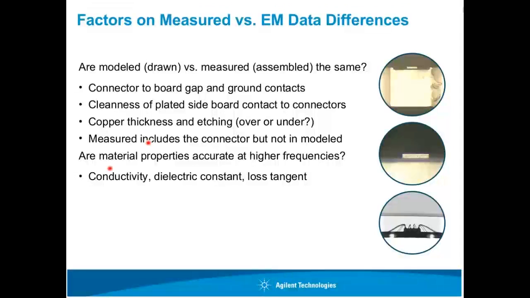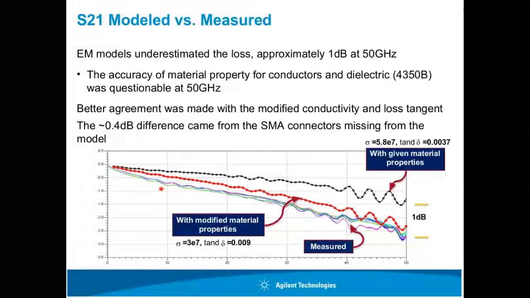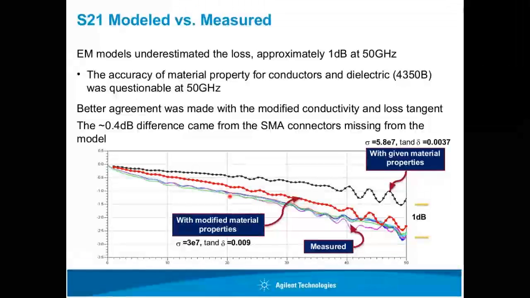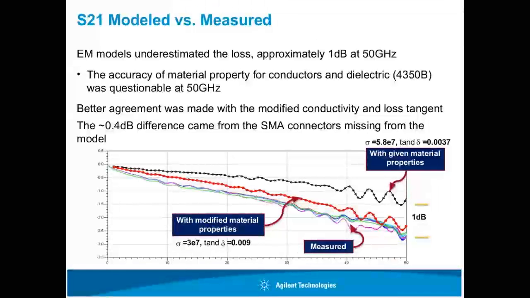And in addition to that, what about the material properties? Are the material properties we got from the vendor, such as conductivity, dielectric constant, and loss tangent, accurate enough for higher frequencies? So what we did was compare S21 data for that simple 50 ohm transmission line test case. This black trace is the data coming from the EM simulation, and these multiple traces are measured data. If you look at the data, especially at higher frequencies like 50 gig, the difference between measured and simulated was about 1 dB. That means the EM models underestimated the loss.